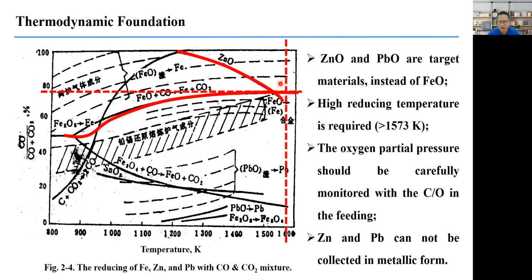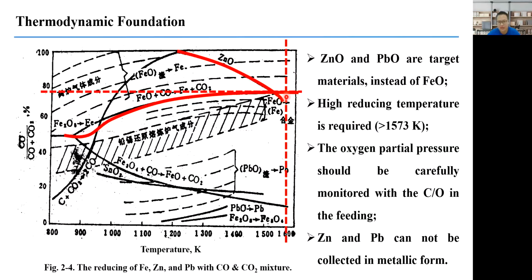As I have already discussed, at low temperature, below around 1300 degrees C, iron will be reduced first instead of zinc. And lead can be very easily reduced in these cases, or in this process window. So we know that when we cross this joint point, the iron still stays in oxide form.